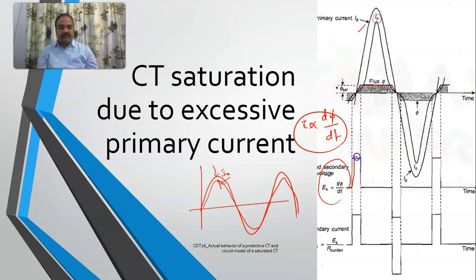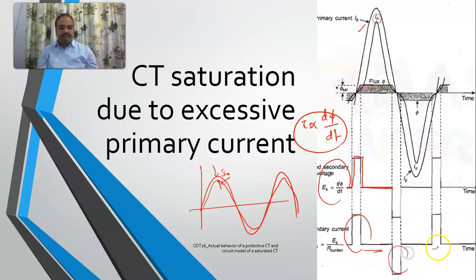Here, since flux was slowly increasing, there was an EMF. But after that, there is no increase in flux. The transformer has become saturated, so my EMF has become 0. Since the EMF is 0, the current also will be 0. So that's why the secondary currents of the CT will not look sinusoidal, but will look like spikes.